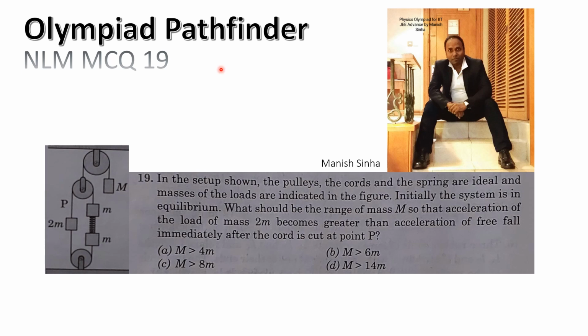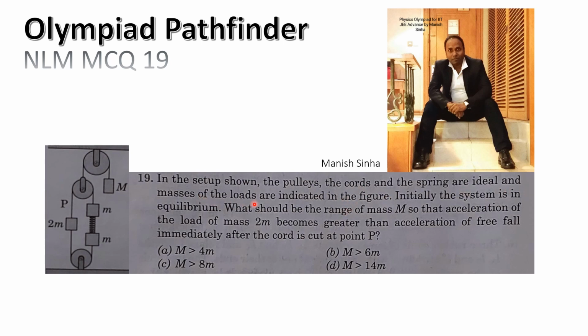Hello everyone. This question has been taken from Olympiad Pathfinder, multiple choice question number 19, chapter 2. The question says, in the setup zone, this is the setup. The pulleys, the cords and the spring are ideal. It means the pulley, cords and the springs are massless. Okay. And pulley is frictionless as well.